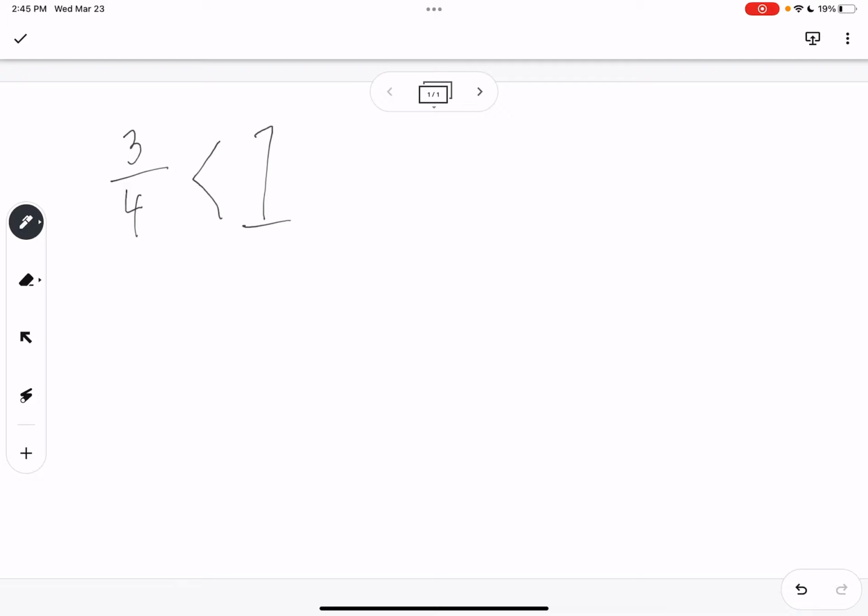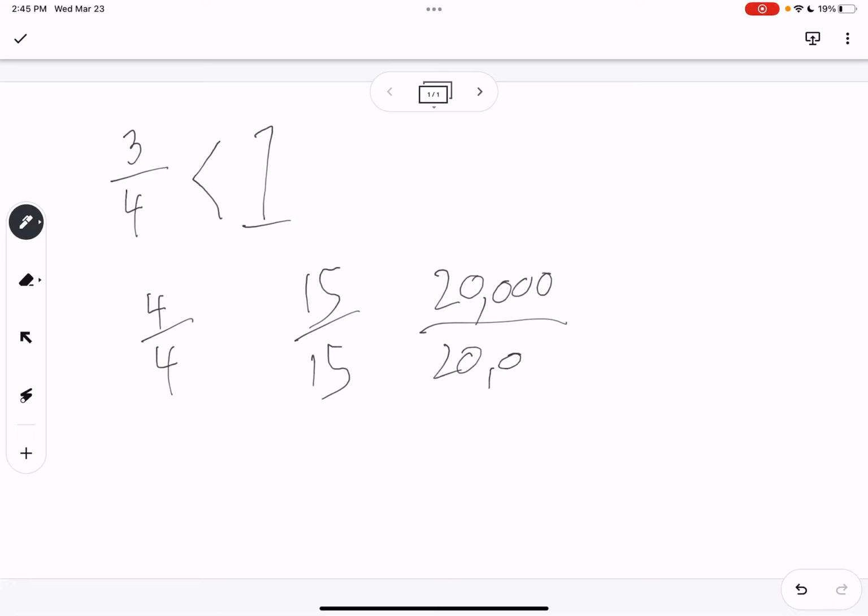So a whole fraction is when the top number and the bottom number are the same. It doesn't matter if it's 15 over 15, 20,000 over 20,000. These are all equal to 1, okay? 1 whole.